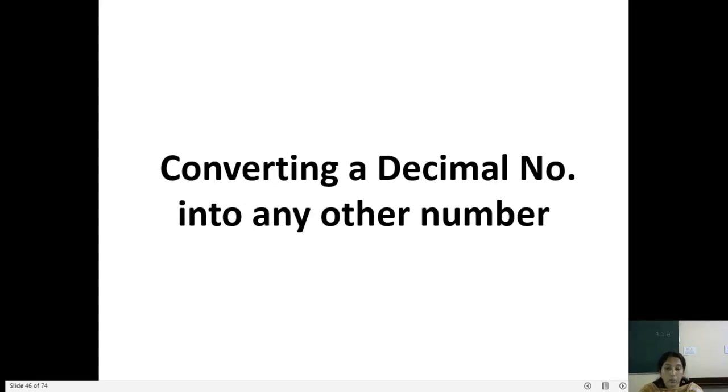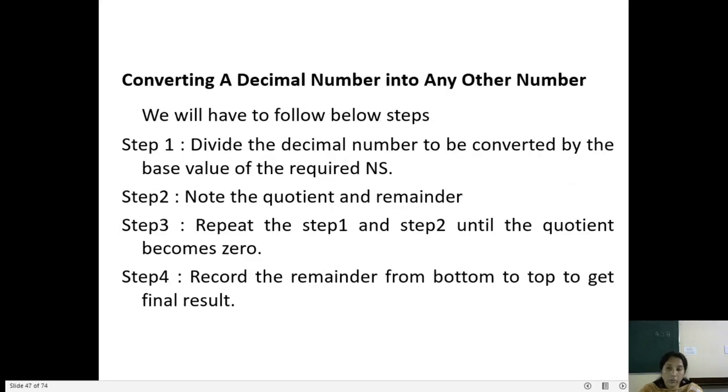And when you want to understand converting a decimal number into any other number, there are certain steps you want to follow. For a decimal number, for example 25, if you want to convert 25 into any other number, first you take that number, then you divide the number by its base. So you divide the decimal number by its base value and note the quotient step by step. Based on the quotient and remainder, step 1 and step 2 are repeated until you get 0.